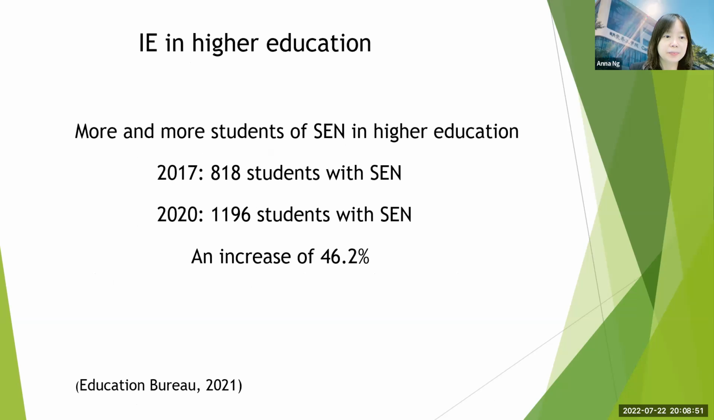In recent years, there are more and more students with SEN in higher education. In 2017 in Hong Kong, there were around 800 students with SEN. In 2020, there were more than 1,000 students with SEN. So the increase in 5 years is 46.2%.